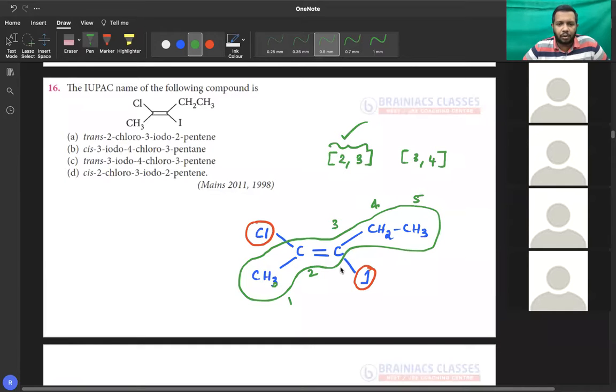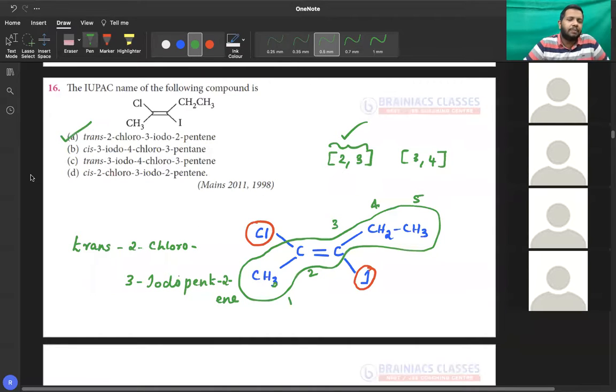At the second position you have chloro, and at the third position you have iodo. Alphabetically, chloro will come first. So my naming will be trans-2-chloro-3-iodo. The parent chain has 5 carbon atoms, so we say pent. At the second position you have an ene, so pent-2-ene. So this should be the answer. Is there any answer present like that? Trans-2-chloro-3-iodo, either pent-2-ene or 2-pentene. Both are correct. So I hope option A will be the correct answer.